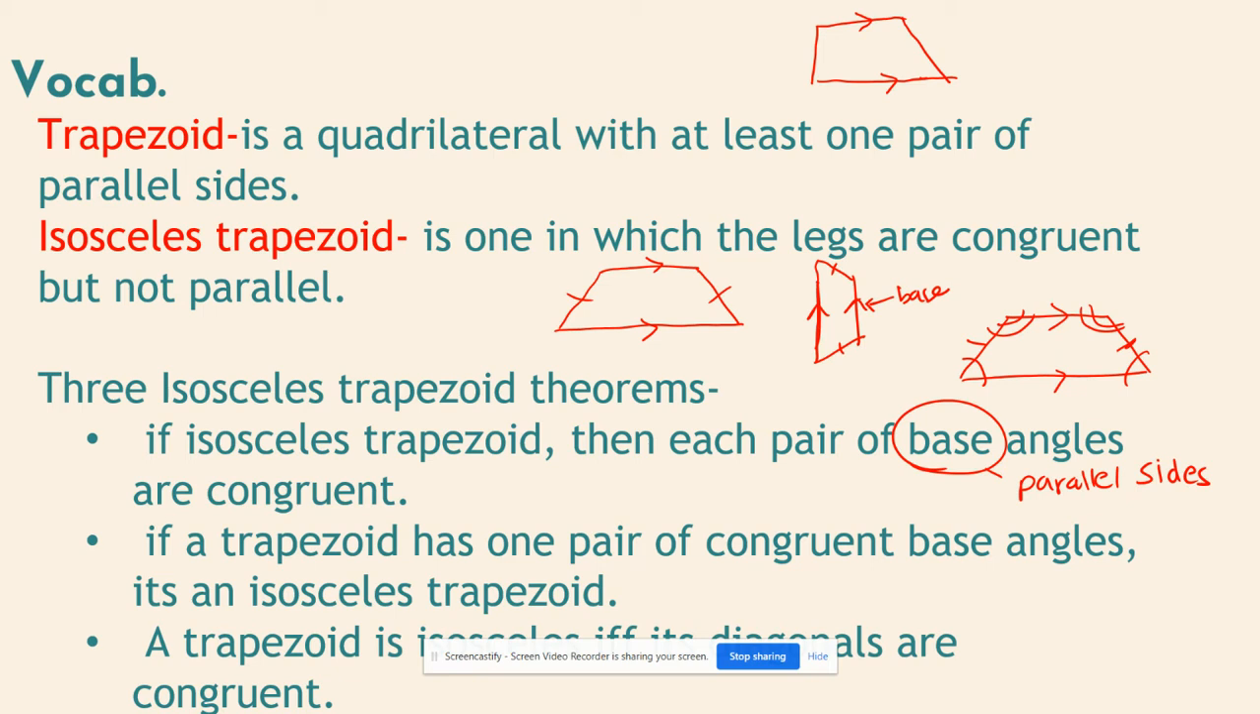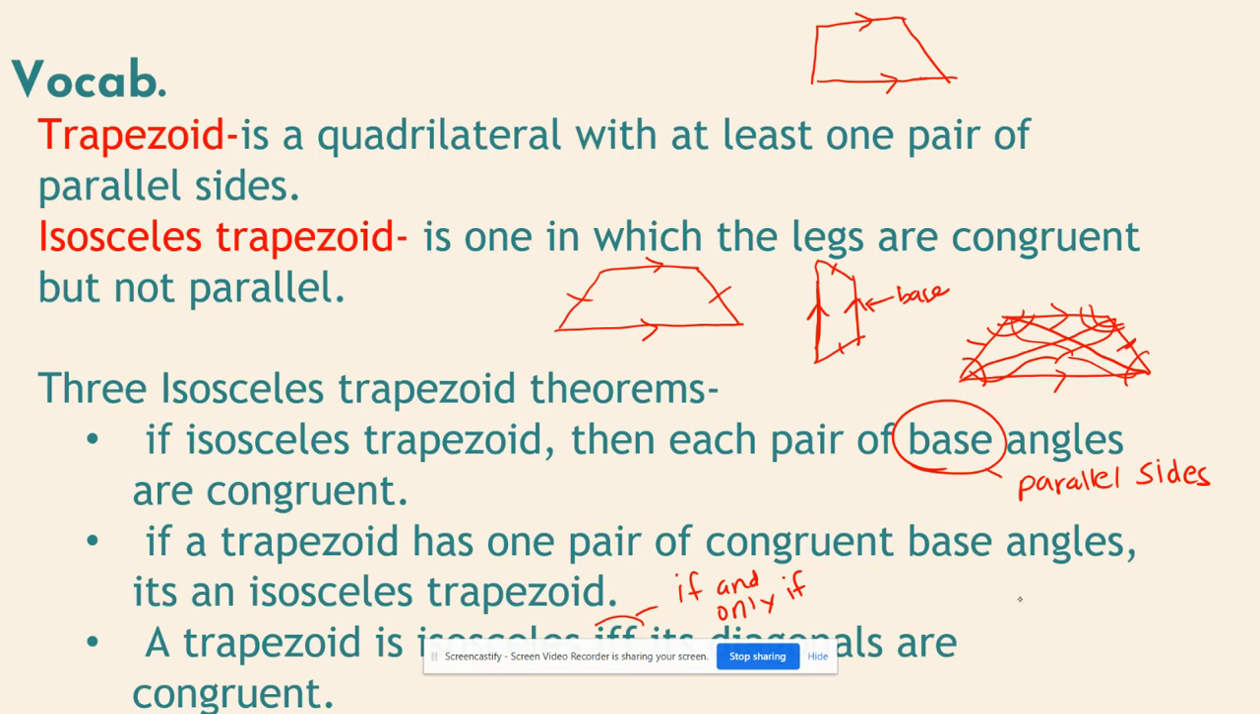All right, the next one: if a trapezoid has one pair of congruent base angles, then it's an isosceles trapezoid. Even if they only have one pair. And then lastly, a trapezoid is isosceles IFF, which is short for if and only if. You'll see that a lot in upcoming math classes. So a trapezoid is isosceles if and only if its diagonals are congruent. Now we have diagonals here, and it's not saying anything about them bisecting or anything, it's just saying the entire line is going to be congruent to each other.